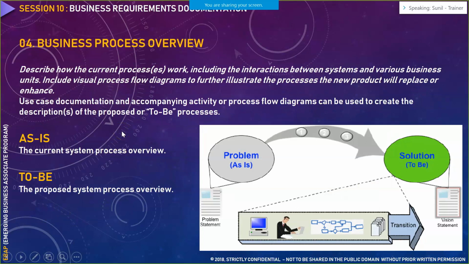Now the fourth element is your business process overview when you are writing a BRD. Whenever you are writing a BRD, there are two important things that you need to consider: the as-is model, which is your problem, and the to-be model, which is the solution you are giving to that particular problem. So these are essentially the process flows, which are a pictorial representation of your system, that you create for both the as-is model and the to-be model.